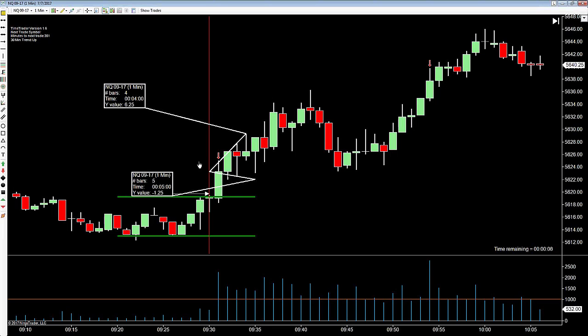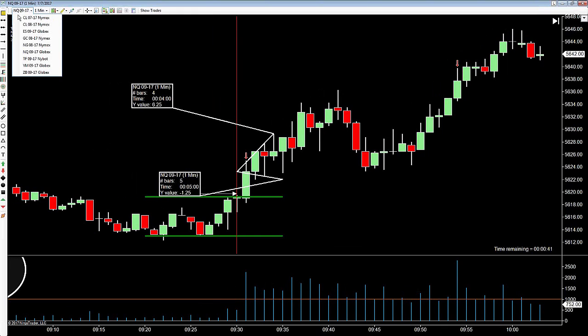Here's one that didn't work. It does go against you. So this here would be a losing trade. Everything is set up for the short. Significant increase in price, significant increase in volume, and it just goes the other way.